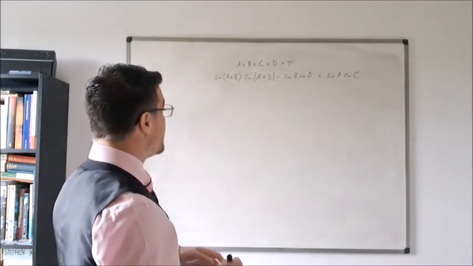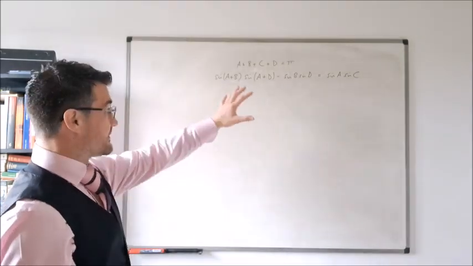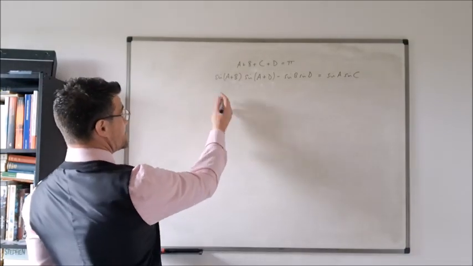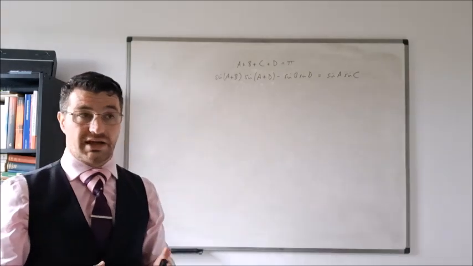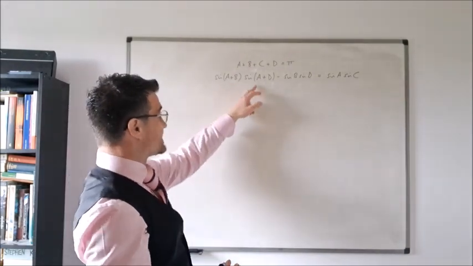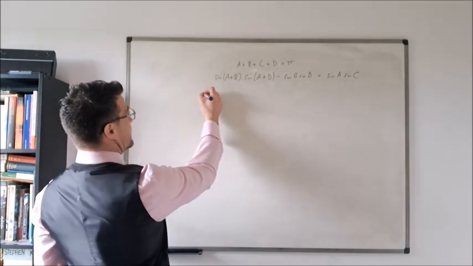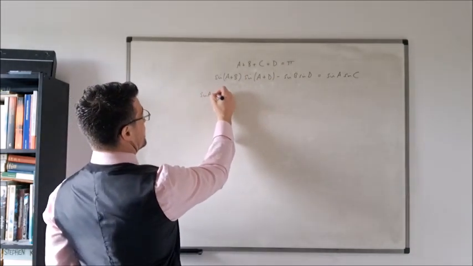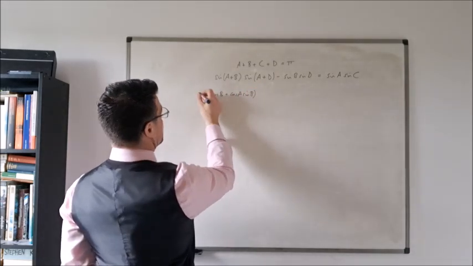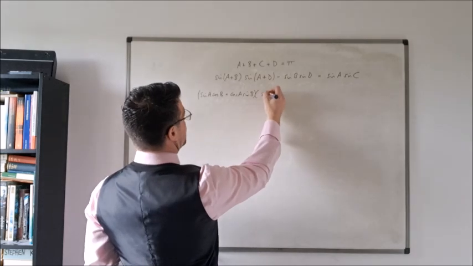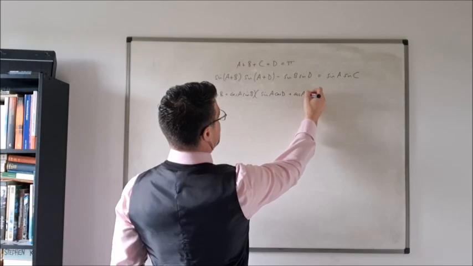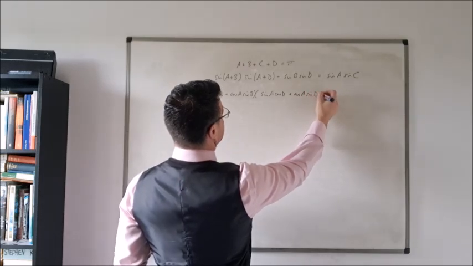Okay, so after a few seconds of thinking about this, the first thing that I decided to do was to use the compound angle identities, or the addition formulae, whatever you want to call them, on sine(A plus B) and sine(A plus D). So you get something like (sine A cos B plus cos A sine B) times (sine A cos D plus cos A sine D).